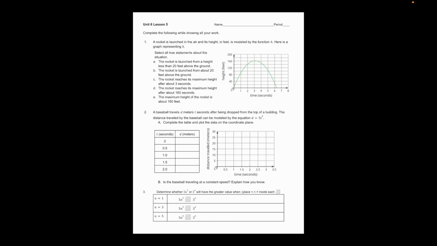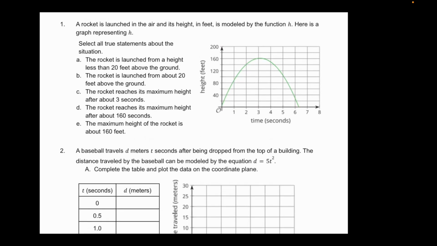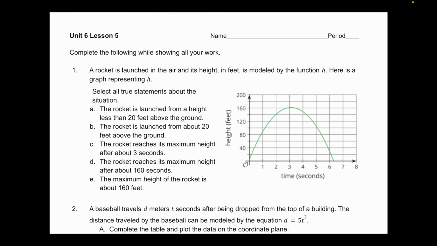Hi everyone, it's me, Miss B, and in today's video we are looking at the cumulative practice problems for Unit 6, Lesson 5 of Illustrative Math Algebra 1. So, this unit is all about quadratics. You can see the shape in this first question here. That is a parabola. So let's look at this graph and read through, and we'll do this homework assignment together. Complete the following while showing all of your work.